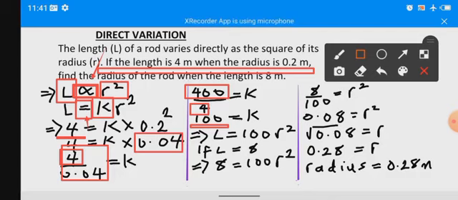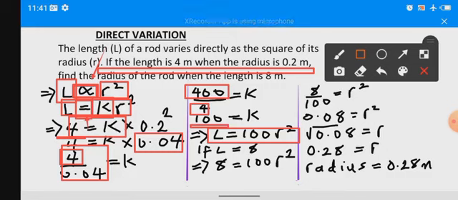Now that we have known the value of K, we go back to the equation, which says L is equal to KR squared. We have known the value of K, so the value of K is 100. We now say L is equal to 100 R squared. So that is the equation.